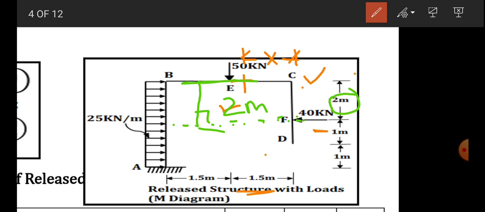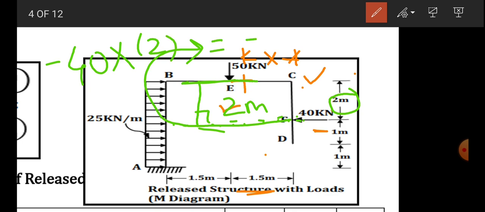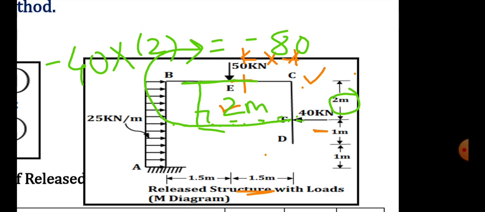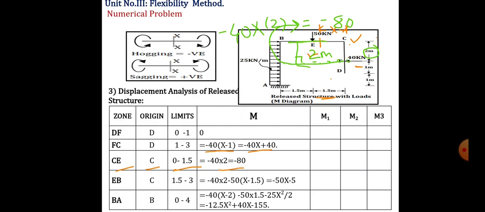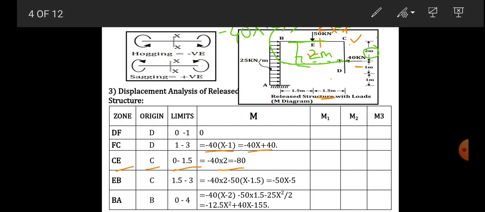Now rotate this 40 kilonewton about that horizontal imaginary axis, which rotates in a clockwise sense. So the moment about that imaginary axis will be minus, clockwise sense, minus 40 into the lever arm of 2 meter. So you will get minus 80 moment about that imaginary axis. You see the value mentioned in the zone, minus 80. Now the next zone is the EB zone.